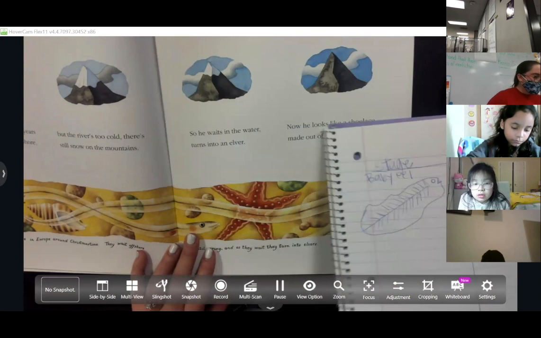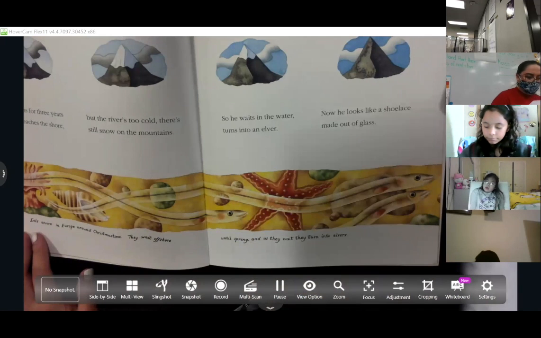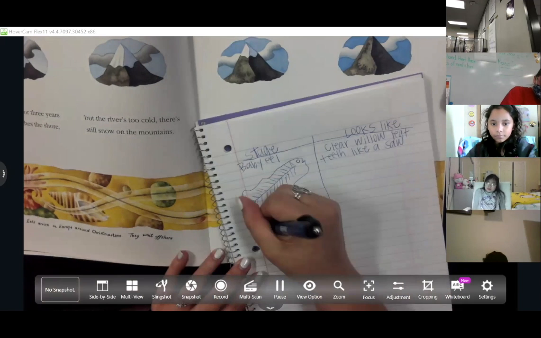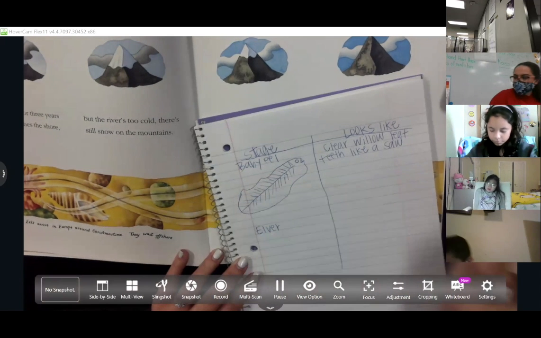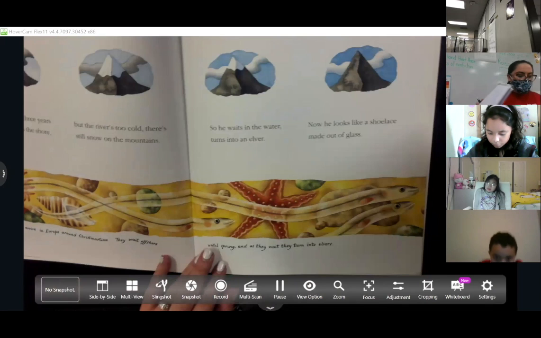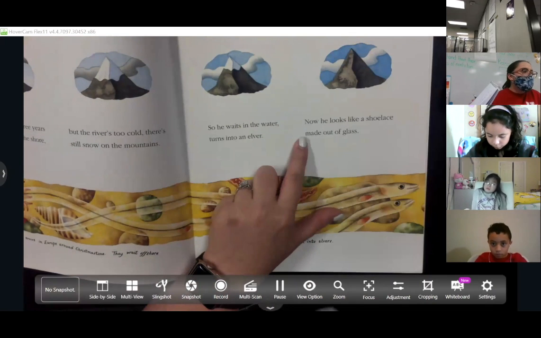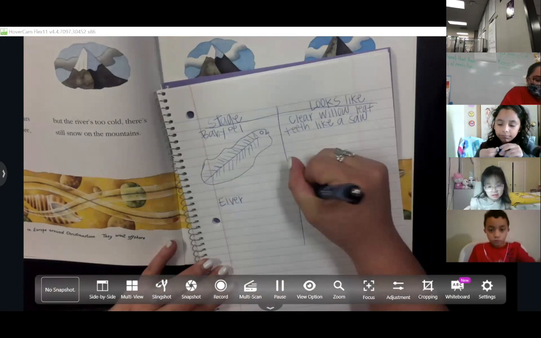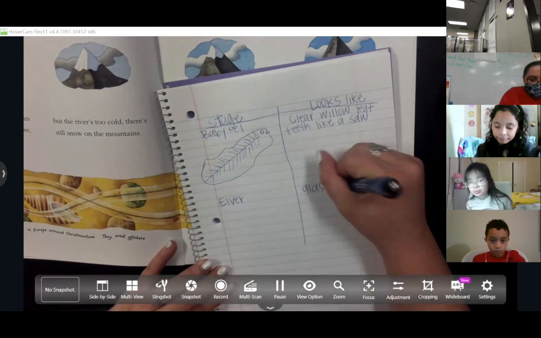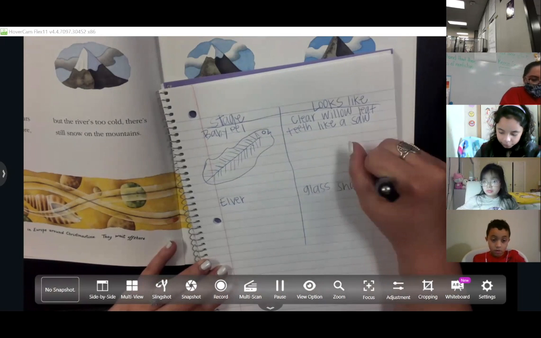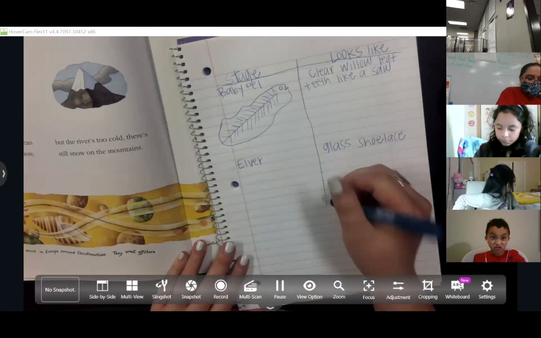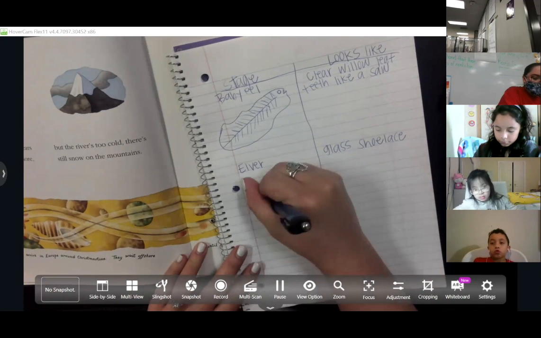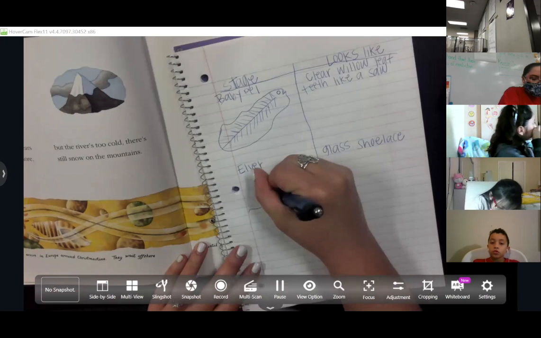So this is the elver. It says they wait until they turn into elvers. So I'm going to write elvers. And in my book, it says that he looks like a shoelace made out of glass. So I'm going to write that he looks like a glass shoelace. And I want to draw a picture to remind me what that looks like. So I'm going to draw this really long, thin eel.